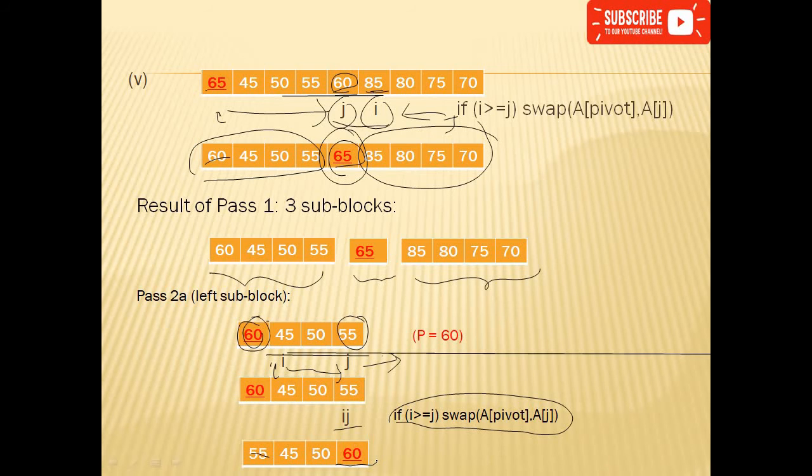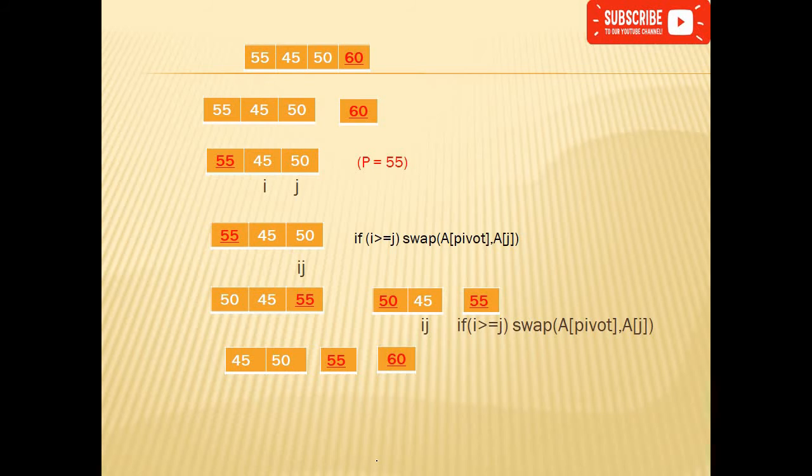Okay. So right hand side we don't have anything, only left is there. Again repeat the same process. 55 is here, 45 means i will come, j will come. So we need to find the element greater than 55. I didn't find anything, so I reached here. j itself is equal, so j itself is a less than element, 50, then it is okay.